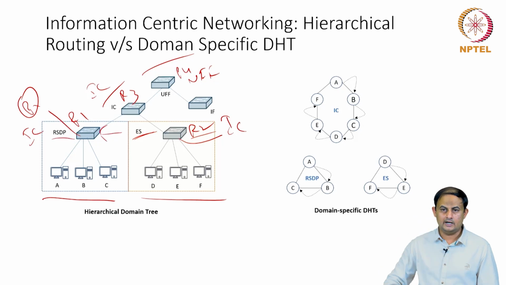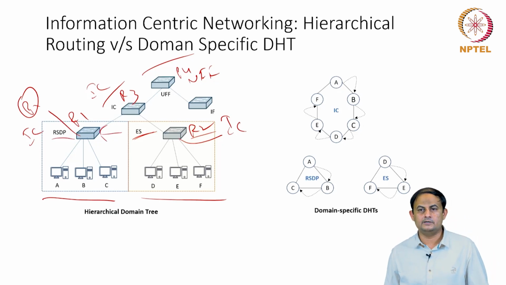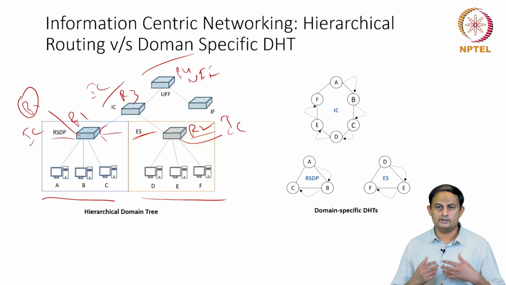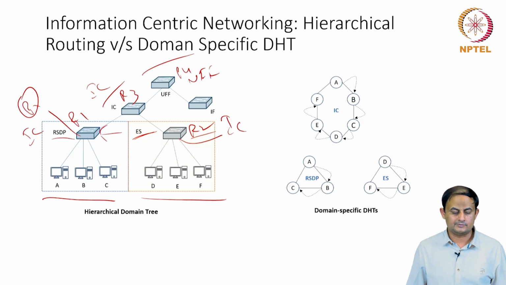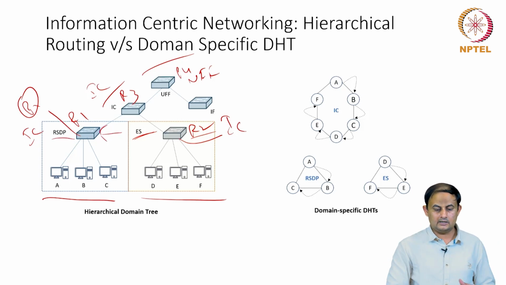So that's how the hierarchical routing table structure is built in the network, and not only built, it needs to be propagated. So if tomorrow one of the users in one group wants to access the other content, the routers need to know how to propagate that information and get the content. So that is the hierarchical routing mechanism.